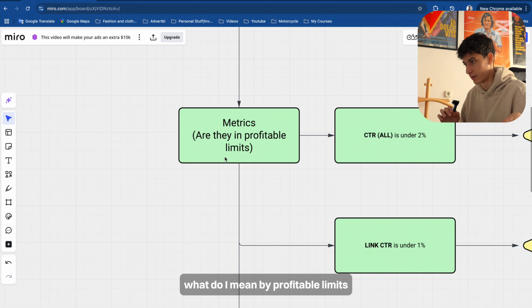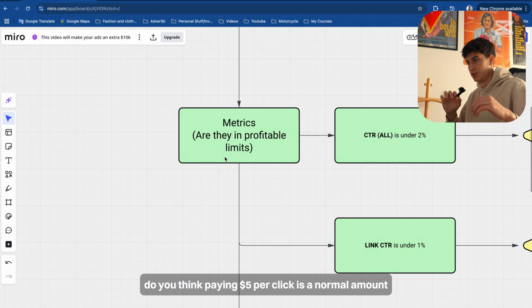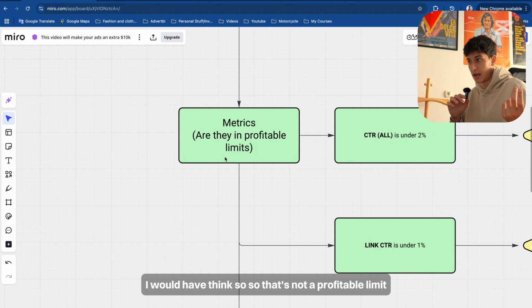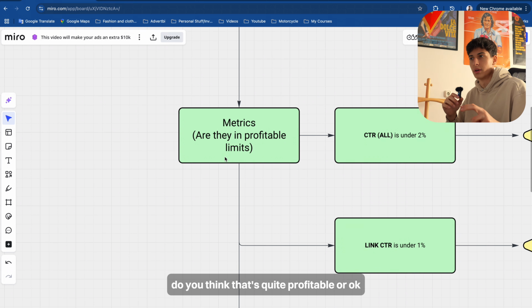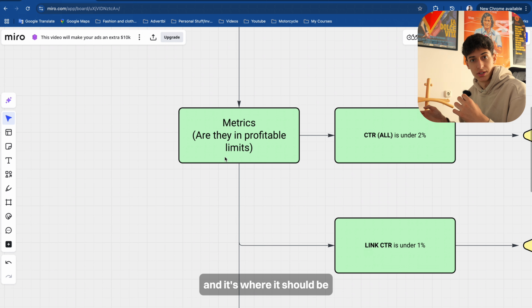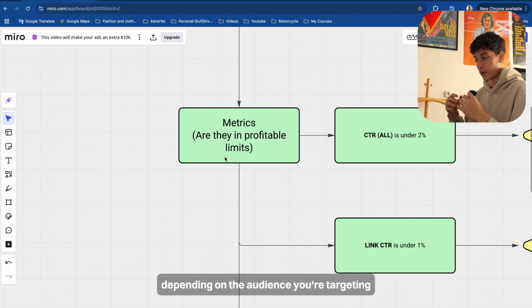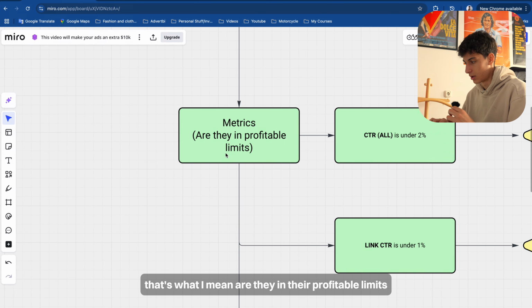What do I mean by profitable limits? Well, let's say your CPC, or cost per click, is $5. Do you think paying $5 per click is a normal amount? I wouldn't think so. So that's not a profitable limit. But let's say your cost per click is 20 cents. Do you think that's quite profitable? I would say yes, 20 cents is a good amount to pay per click, and it's where it should be. That's usually your CPC, depending on the audience you're targeting. You want to look at it that way. That's what I mean: are they in their profitable limits?